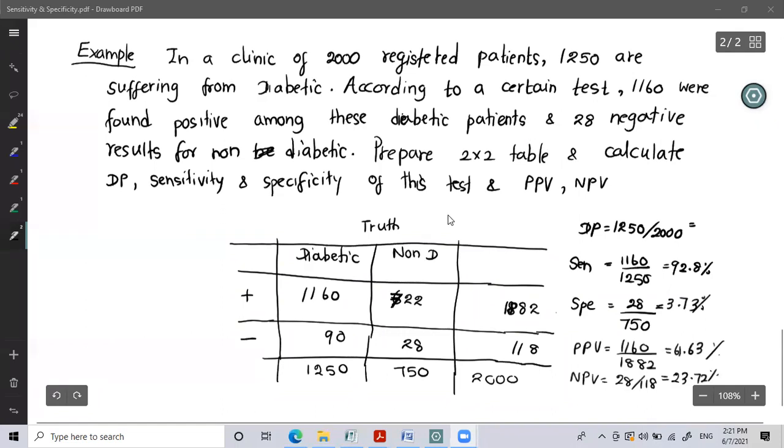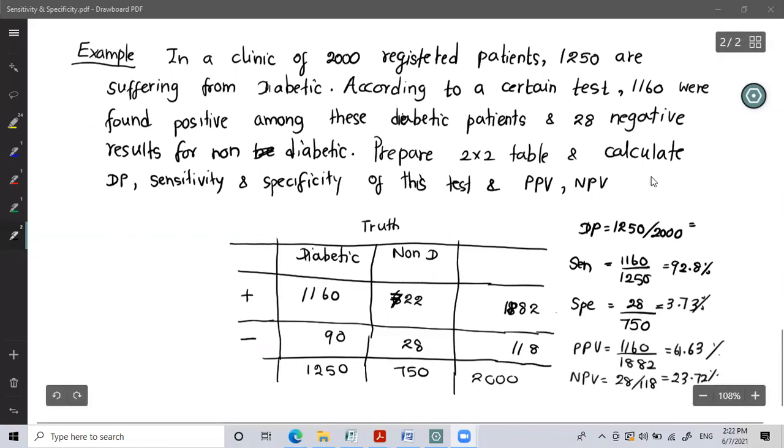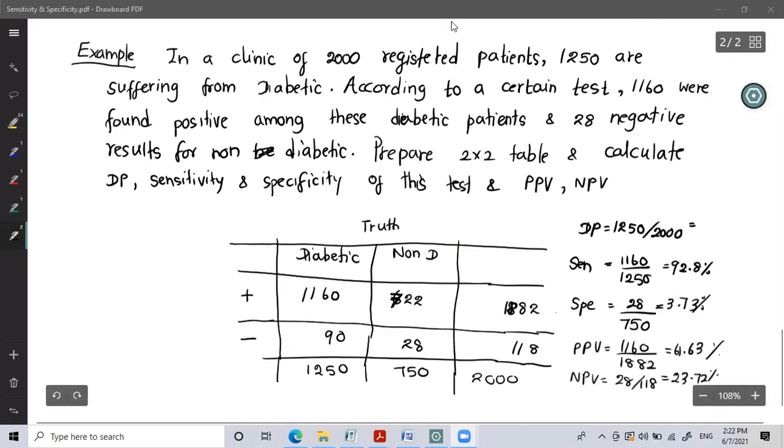Okay, then. So that is about the last topic, sensitivity and specificity. I hope you will be able to calculate these values given a certain scenario and numbers, and know how to formulate the table. So I'm going to unshare the screen now and share the screen for the next topic.